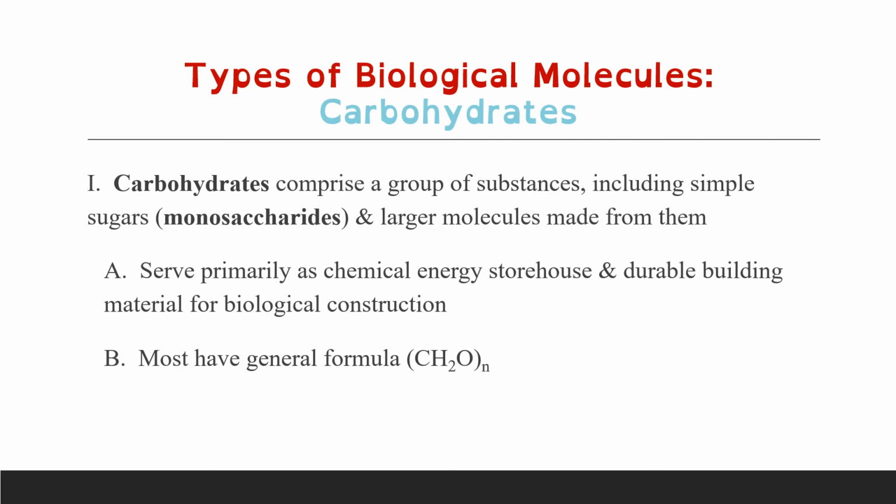So sugars containing 3 carbons are known as trioses. Those with 4 carbons are tetroses. Those with 5 carbons are pentoses. Those with 6 carbons are hexoses. And those with 7 carbons are heptoses. So the n values for that range are from 3 to 7.